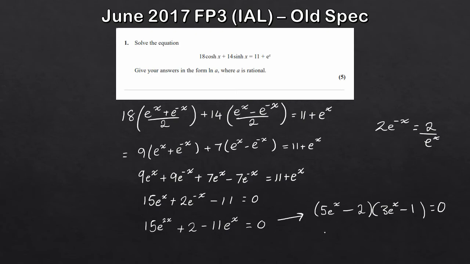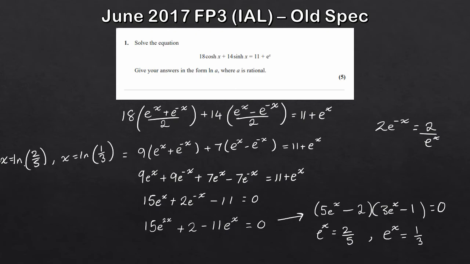Okay, so solving both of these now being equal to 0, the first one would be e to the x is equal to 2 over 5. And then my next one would be e to the x is equal to 1 over 3. But these aren't our solutions. We need to take logs of both sides. And it wants it in the form ln of a, so take the natural logarithm. So this will be x equals ln of 2 over 5, and then it'll also be x equals ln of a third. Okay. And there we go.